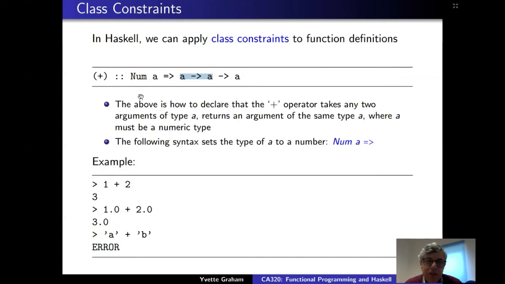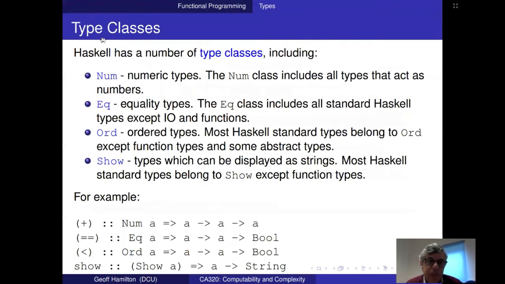So for example, if I have defined something like that, then 1 plus 2 is 3. Inputs are of type Num, and integer is a valid type of Num. That's okay, but this one is not okay because a is not of type Num, it is a character. Okay, and then Haskell will generate an error for you.